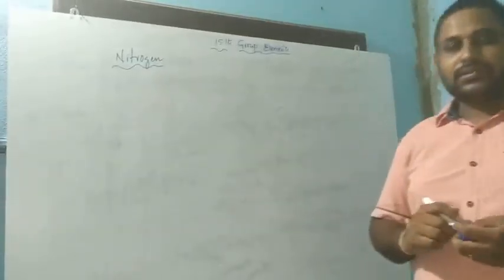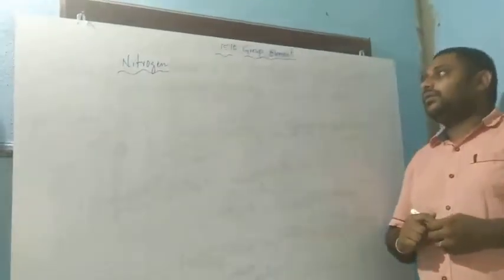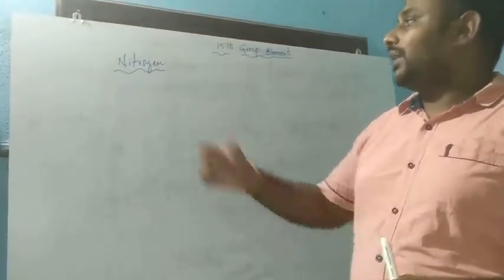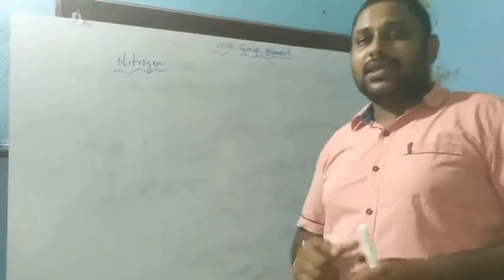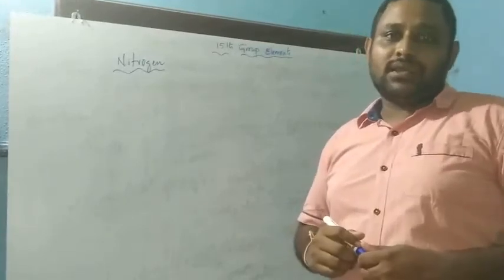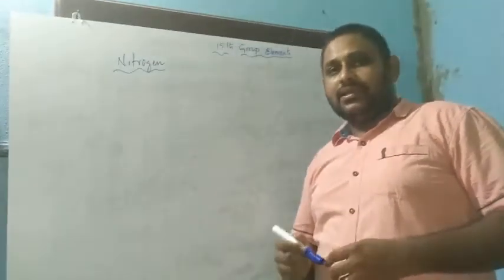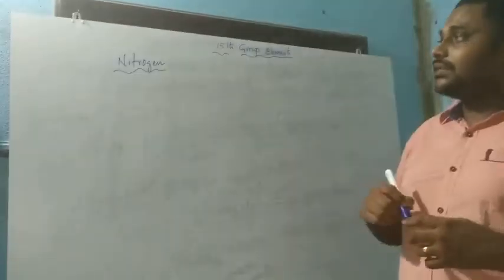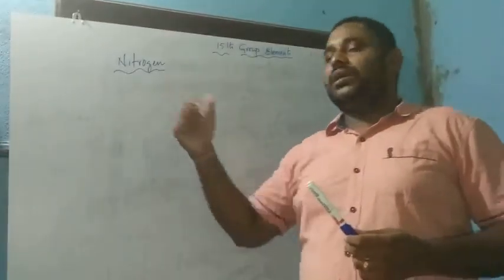Hi students, today we learn about one of the elements present in the 15th group, that is nitrogen. Last class we discussed the general properties, like atomic radius, ionic radius, how they change, and electronegativity. In this class we particularly learn about nitrogen.